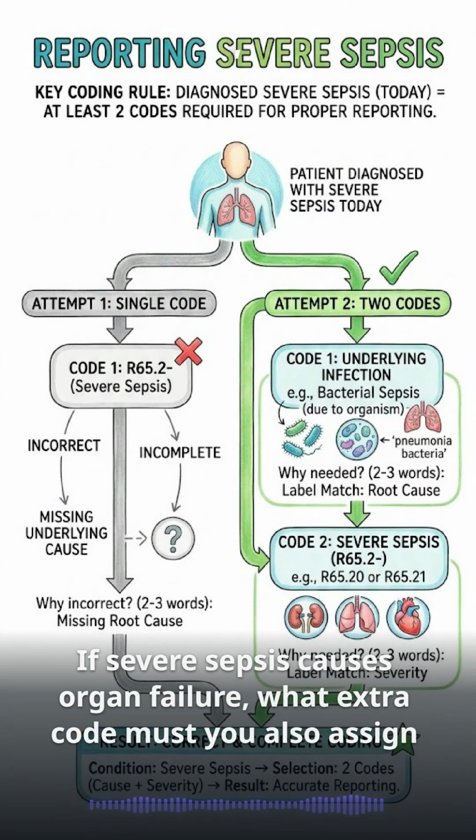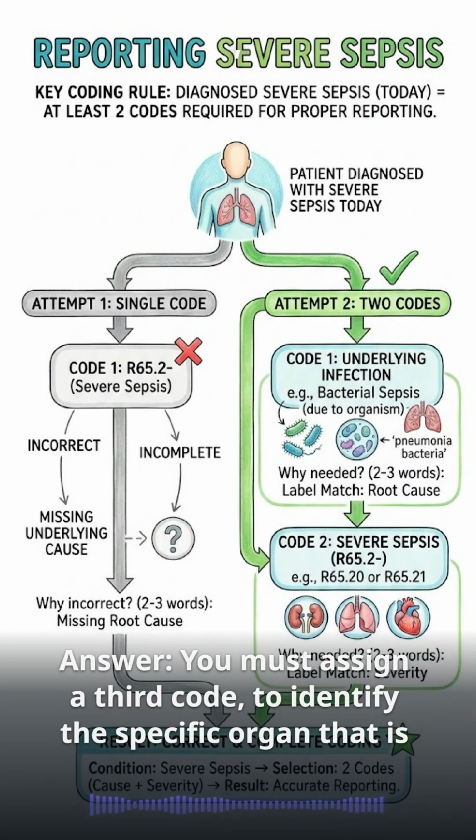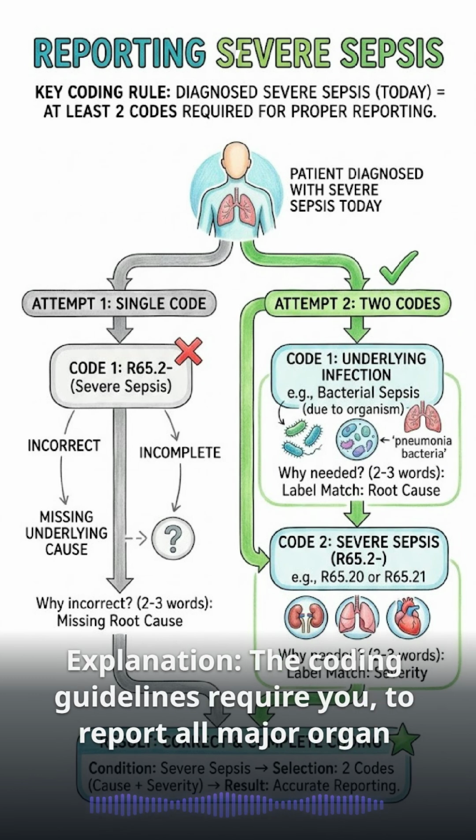60. If severe sepsis causes organ failure, what extra code must you also assign? You must assign a third code to identify the specific organ that is failing. The coding guidelines require you to report all major organ dysfunctions for severe sepsis.